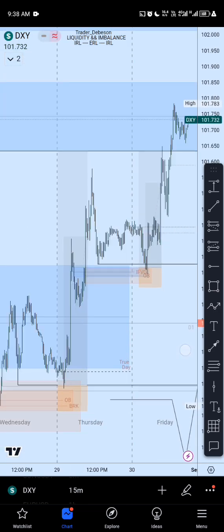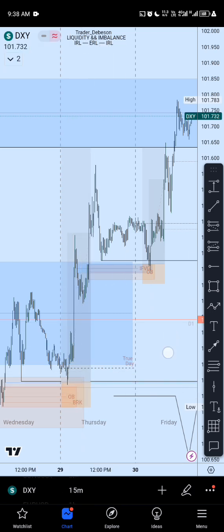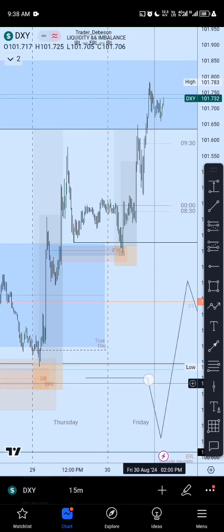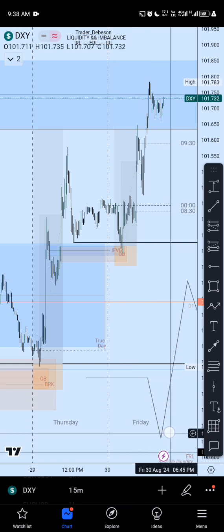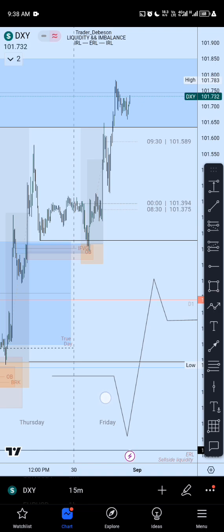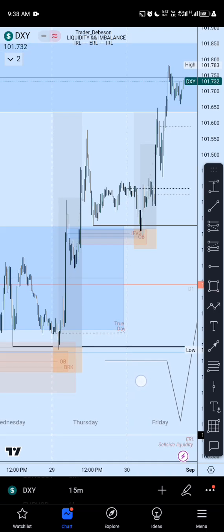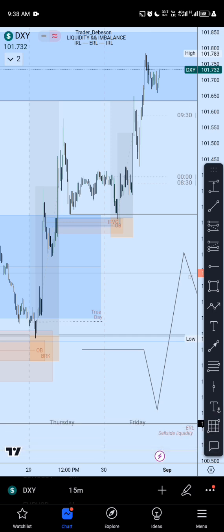At the open, 12 a.m. New York time, we open, we trade lower, hit a key level, then we expand to the upside and close off for the day. That is basically everything. So let's head over to EUR/USD, which is the market that we trade, and see what happens there.